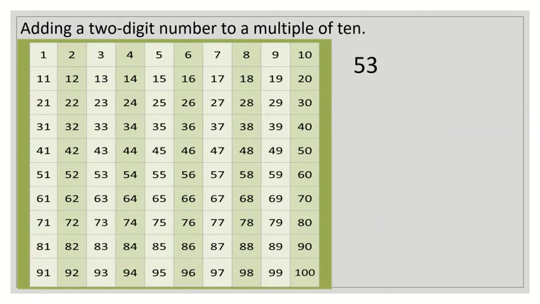Here I have to add the numbers 53 and 10. So let's see what is 10 more than 53. We know when we count ahead 10 more numbers on a hundreds chart, we reach the number written just below the same number, which is 63. So 53 plus 10 equals 63.